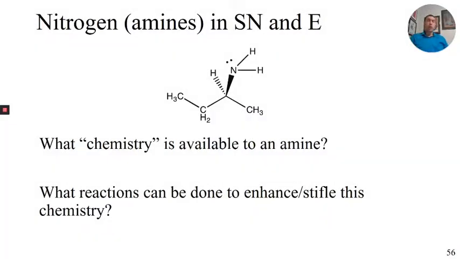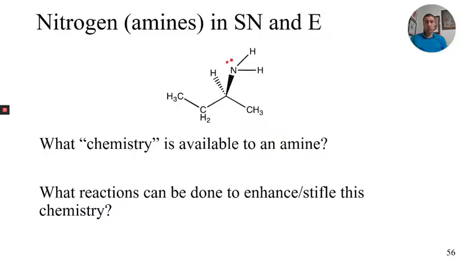So here we're going to look at our nitrogen connected to our carbon structure and how that's going to affect our substitution and potentially our elimination reactions. Because remember, that's what this chapter is about. So if we're going to put a nitrogen on our carbon chain, what we want to do is think about that chemistry. What chemistry is available to that individual species? So to address that, we need to look at its reactivity.